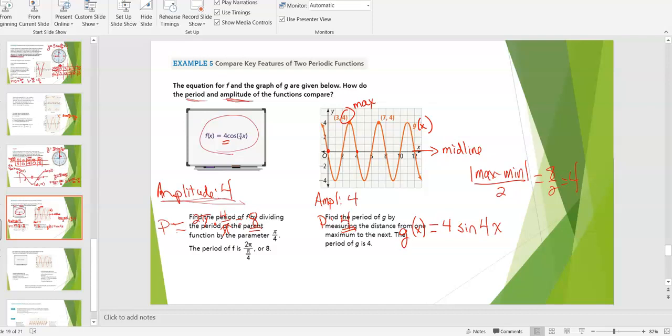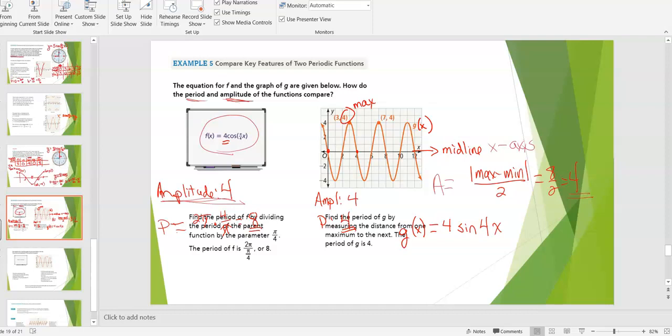The amplitude on the graph, if I haven't shifted it, meaning my midline is my x-axis, is just your maximum value. Now, if it is shifted, you want to take the absolute value of the max minus the minimum, in other words, the distance between those, divide it by 2, and that would be your amplitude. We're going to do this in the next section.